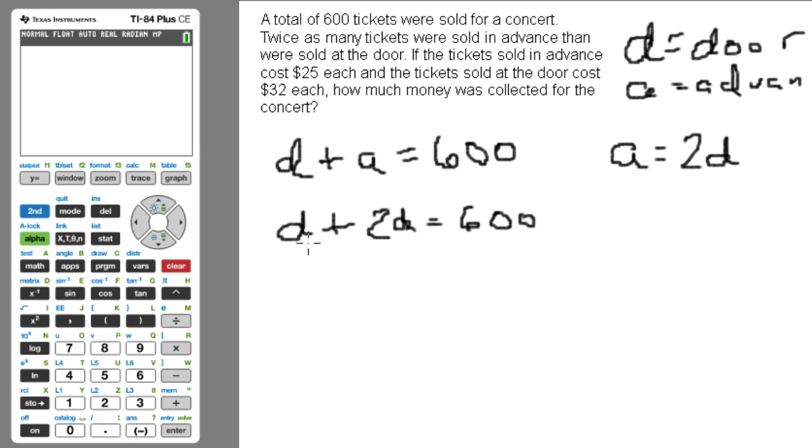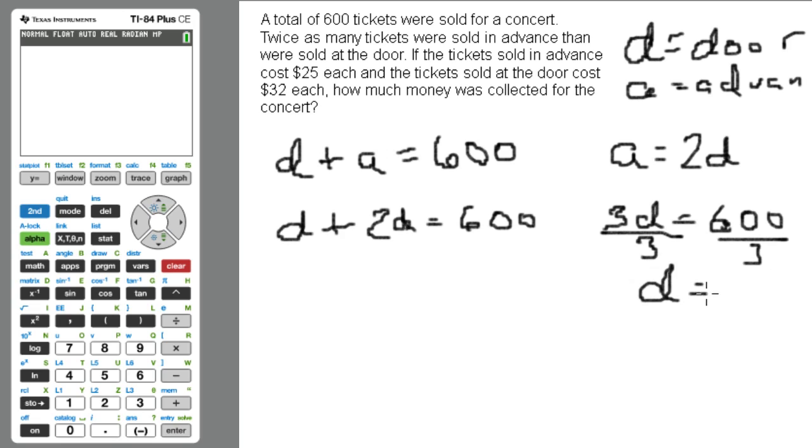And then you just combine like terms. D plus 2D is 3D, which equals 600. And I don't even have to go to the calculator for this one. Divide both sides by 3. And D equals 200. Now, because they have to add up to 600, you're not totally done.